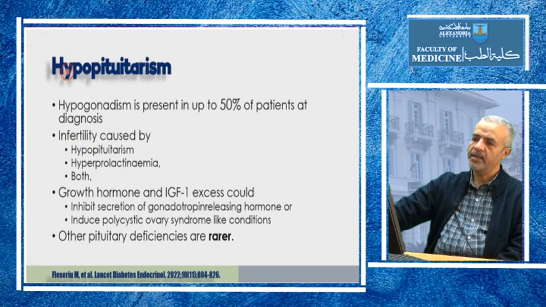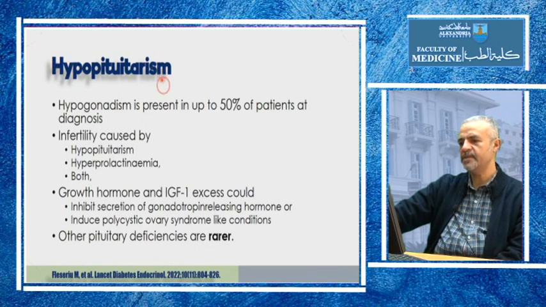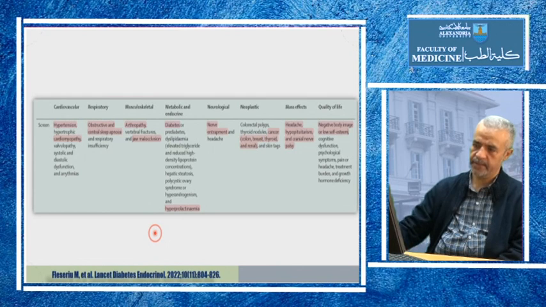Because most of the growth hormone pituitary adenomas at the time of presentation are macroadenomas, hypopituitarism is a common presentation, with hypogonadism the most common component of hypopituitarism at the time of presentation, affecting up to 50% of the patients. In such patients, infertility may be caused by hypopituitarism due to a mass effect, may be caused by hyperprolactinemia, or may be caused by both. We have to remember that growth hormone and IGF-1 can inhibit GnRH, and they can induce polycystic ovary syndrome in female patients. Other pituitary deficiencies are actually rare.